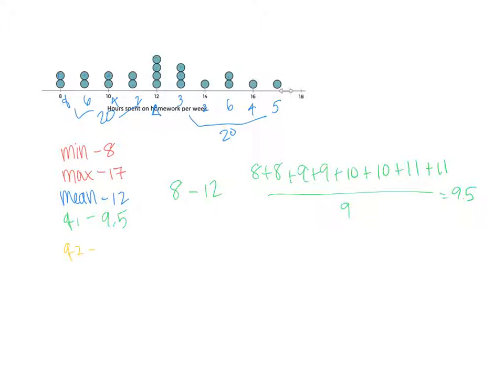And then for the second one, I did the same thing. So then the second one's going to be from 12 to 17, but we're not including 12, so it's going to be 13 plus 13 plus 13 plus 14 plus 15 plus 15, divided by, and there's 1, 2, 3, 4, 5, 6, 7, 8 data points, and I got 14.5.